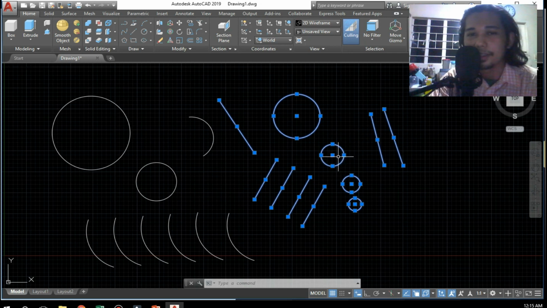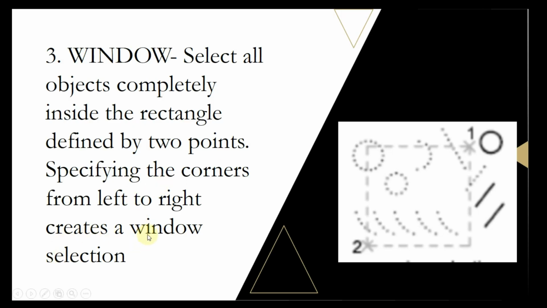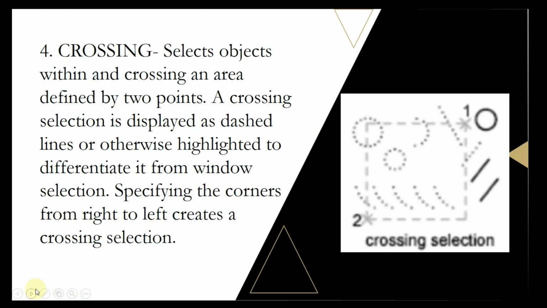Now let's go to the next one. Teka lang ha. Ayan. Next slide tayo. Crossing. Select objects within the crossing area defined by 2 points. A crossing selection is displayed as a dash line and otherwise is highlighted to differentiate it from window selection. So ito yung reverse or kabaliktaran ng window selection. Specify the corner from right to left creates a crossing selection. So pabaliktad naman tayo. Paano yung pabaliktad?